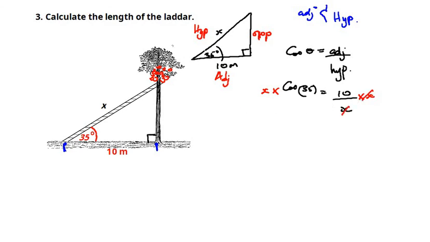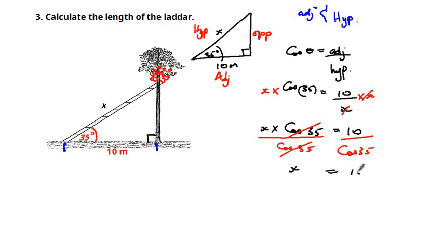These x's will cancel and we are left with x times cos 35 equals 10. Right? Still have a next step to go. In order to get x by itself, we divide by cos 35, and we have to do that to both sides. So these will cancel and we are left with x equals 10 divided by cos 35. Alright, so let us see what that is.